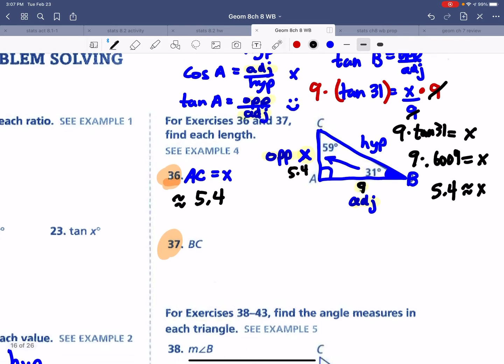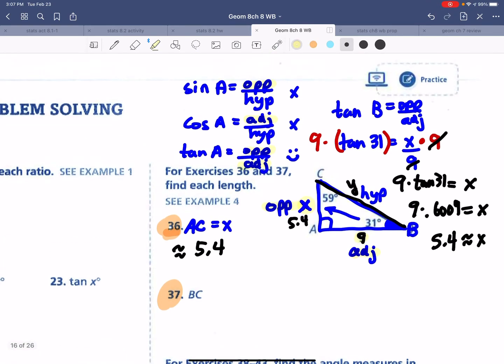All right, BC. So using the same idea, can we solve for BC? I'll call that y, I guess. Solve for a different side. So which trig function do I want? Using a different color, I still have 9 here for my adjacent side, so I'd like that. And now I have y. I'm trying to solve for y, my hypotenuse. So notice this one got blue twice. I need my cosine.